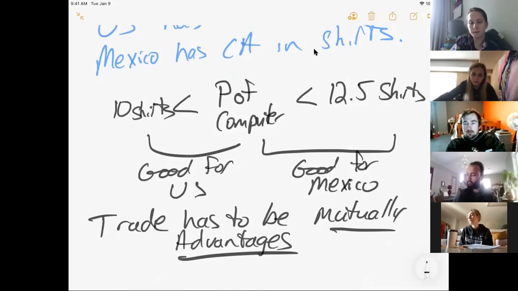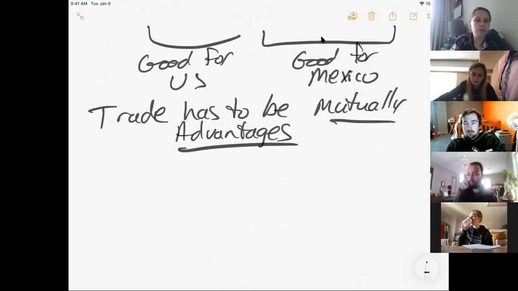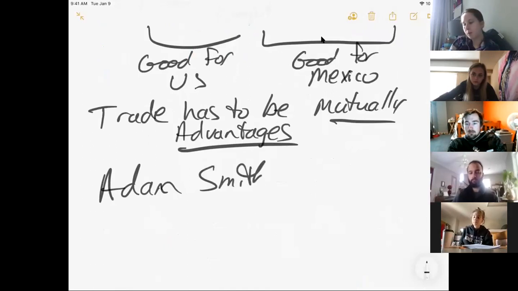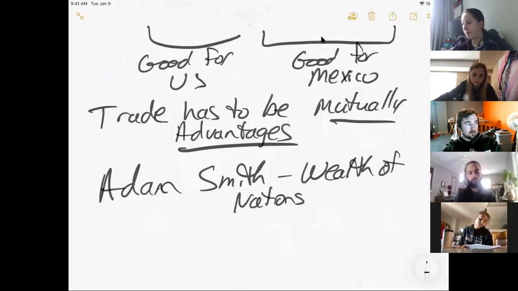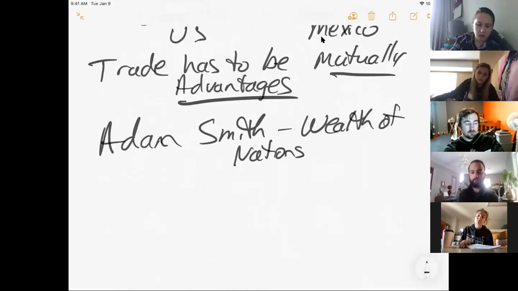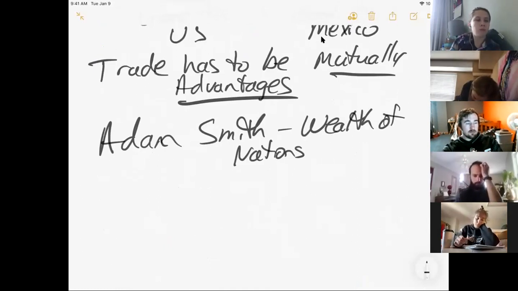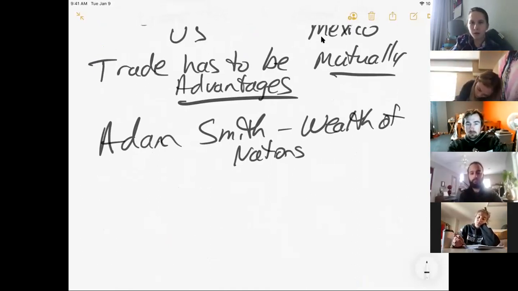And so yesterday we talked about Adam Smith and the Wealth of Nations. And as I said yesterday, and as you can tell from the title of this book, what was Smith's key question? Why is it that some countries are richer than others?